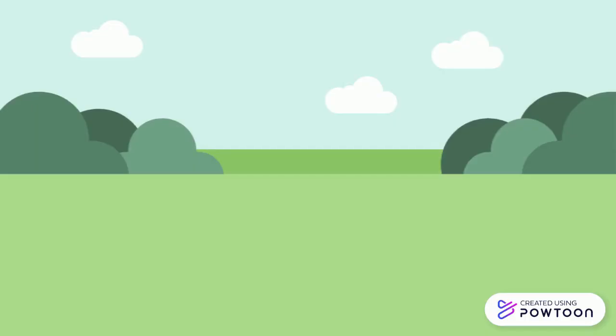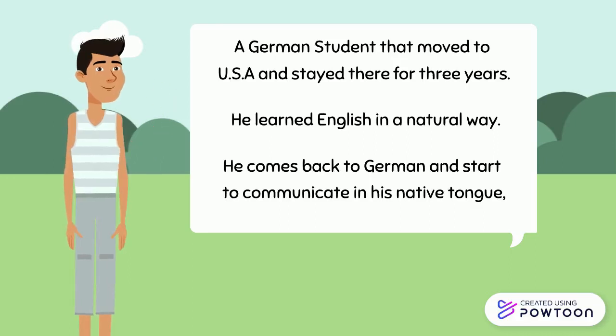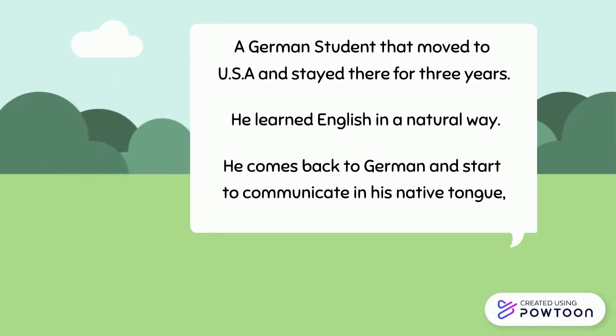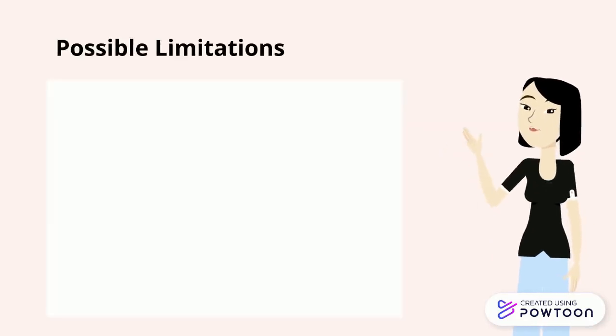Let's use an example. There is a German student that moved to USA and stayed there for 3 years, learning English in a natural way. However, he comes back to Germany and starts to communicate in his mother tongue, leaving the English apart. He took English classes in his country. Let's analyze some possible constraints about this.